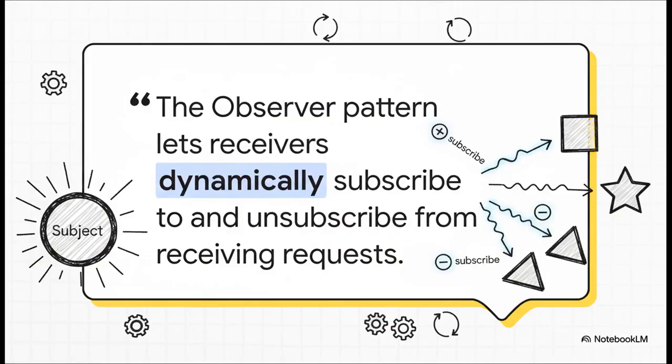So when you boil it all down, what's the big takeaway? The observer pattern is all about creating these dynamic, one-way channels of communication between objects. It's an incredibly powerful and efficient way to make sure different parts of your system stay in sync without being tangled up with each other.